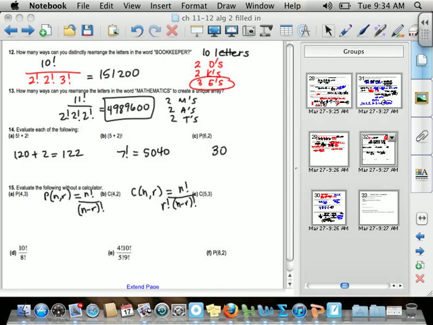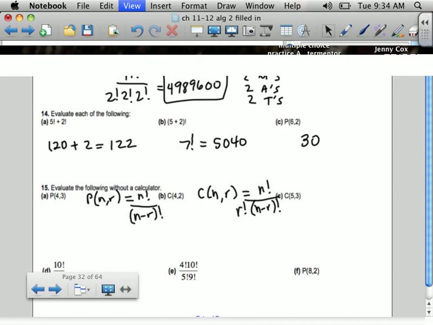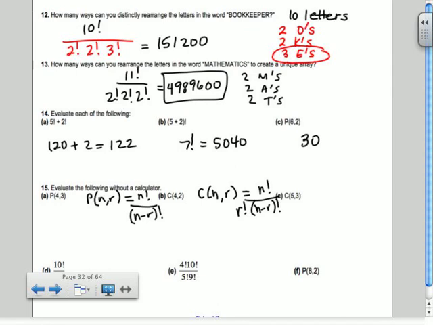Okay, so on the first one you should get 4,989,600. Did you guys all get that? So you had 11 letters, 2 M's, 2 A's, 2 T's. So divided by 2 factorial, 2 factorial, 2 factorial.